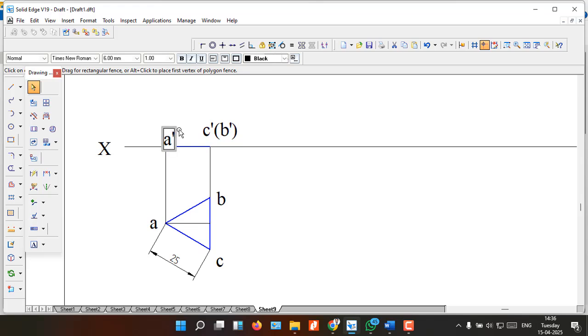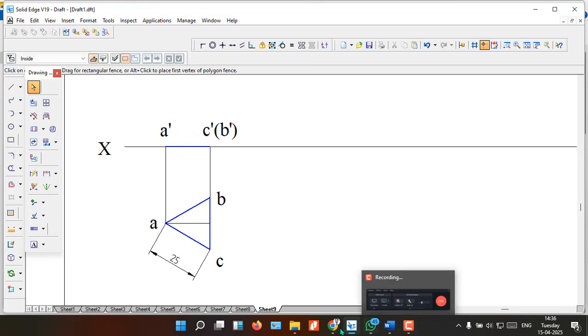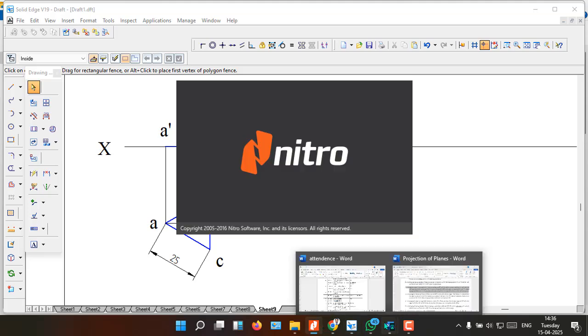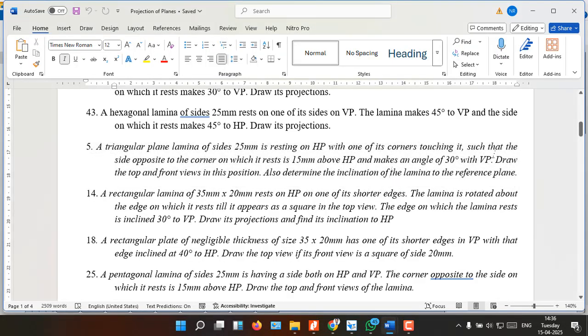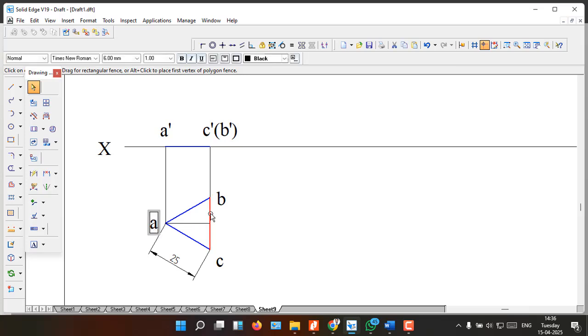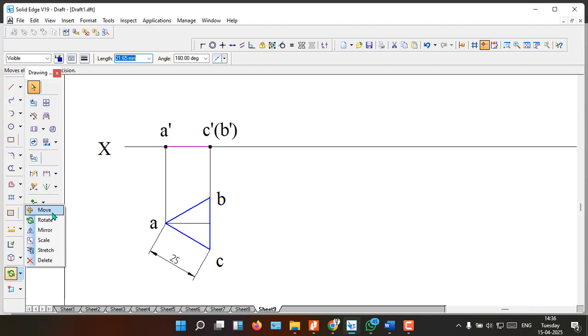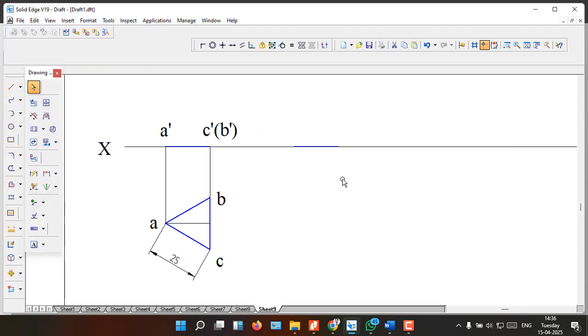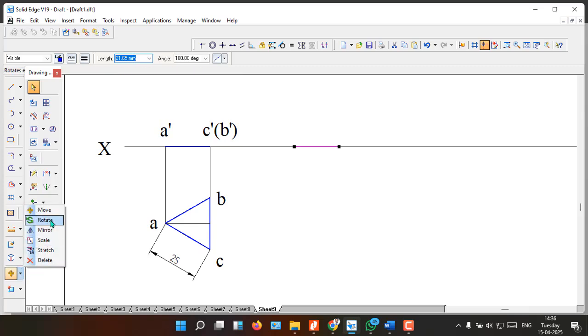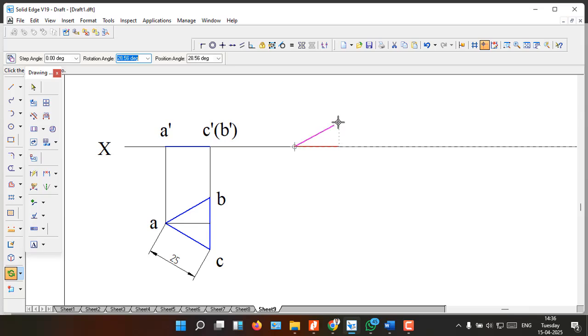What is the second step? They have not given an inclination, but instead they have given that the side opposite to the corner on which it rests is 15 mm above HP. Now when we see the problem here, this is the resting corner and this is the side. In the front view, both are on the XY line. So if I move this line from here to the next position, both are equal. Now I need to rotate this in such a way that, keeping the left end fixed, the right end should be 15 millimeter above.